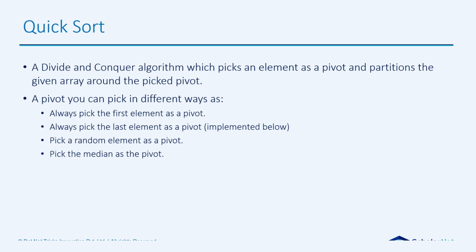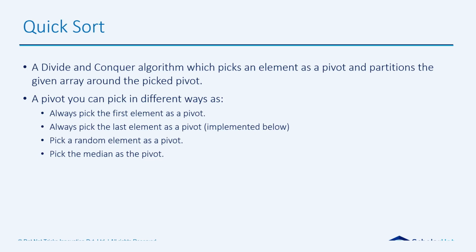So what is a pivot element? We're going to talk about this in quick sort in detail. First I'm going to go one by one and I'll make you understand each thing. From here you can see a pivot you can pick in different ways: always pick the first element as the pivot, or always pick the last element. You can choose whatever element in that array to be the pivot element. We will choose the last element to be the pivot element, or you can choose random also. Any value you can choose as a pivot element.